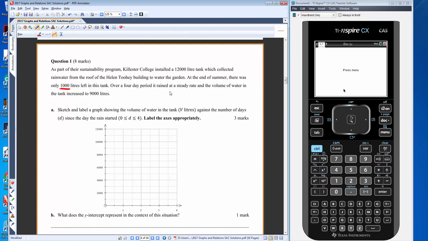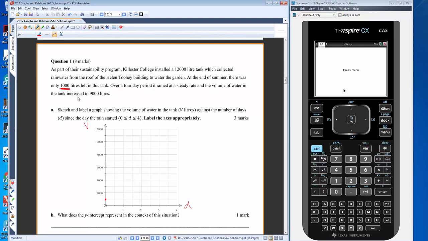Over a 4-day period it rained at a steady rate and the volume of water in the tank increased to 9,000 litres. Alright, so what they want to do is sketch the graph V versus D. So this is V for volume and D for the number of days. When it first started raining, at time 0, it had 1,000 litres left in the tank. So this was your first point here.